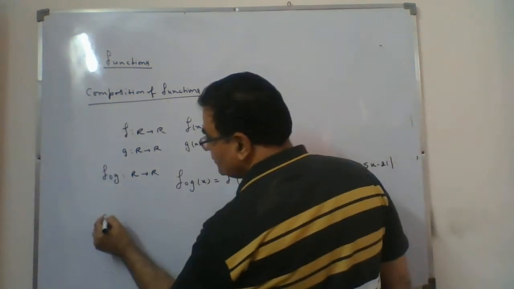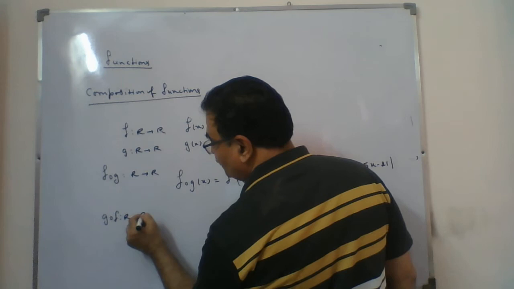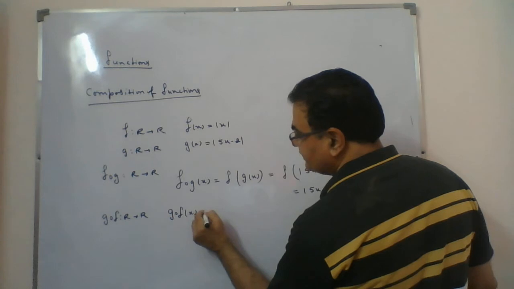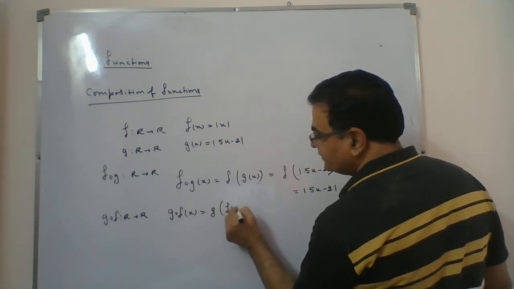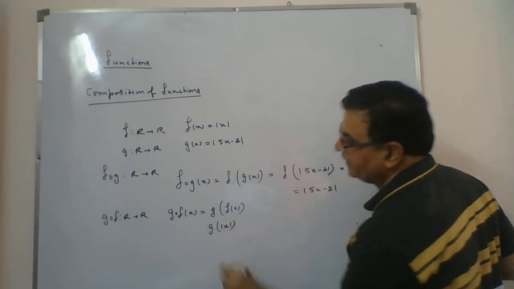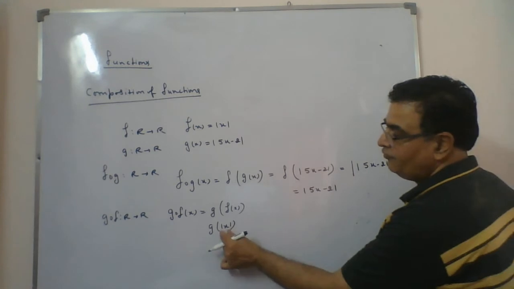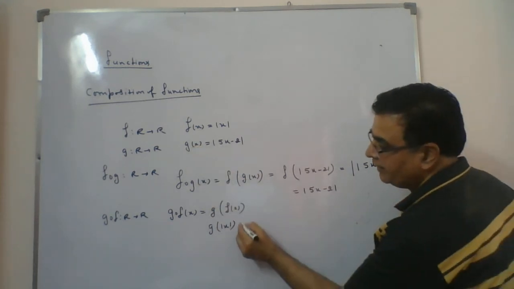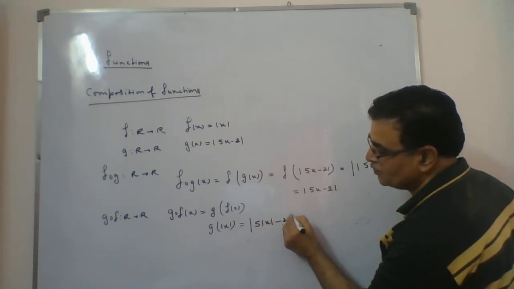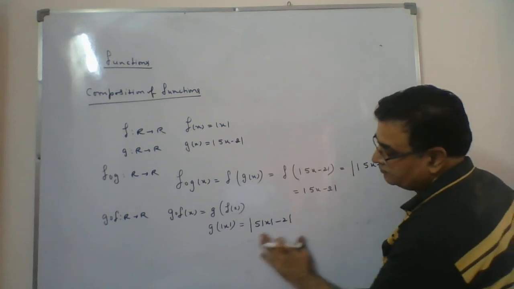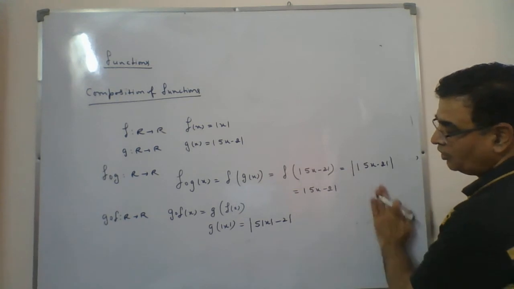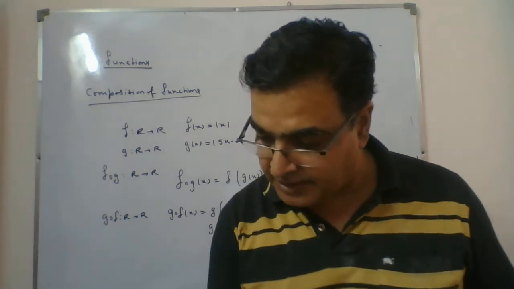Same way when you go for G composition F, that will also go from R to R. And then we go for GOF(x) will be G of f(x). Then I should say G, this will be modulus x. If it is modulus x here, then what I get is modulus of 5 times modulus x minus 2. Is it right? So this way you will be having the second function. This is modulus of 5 modulus x minus 2.